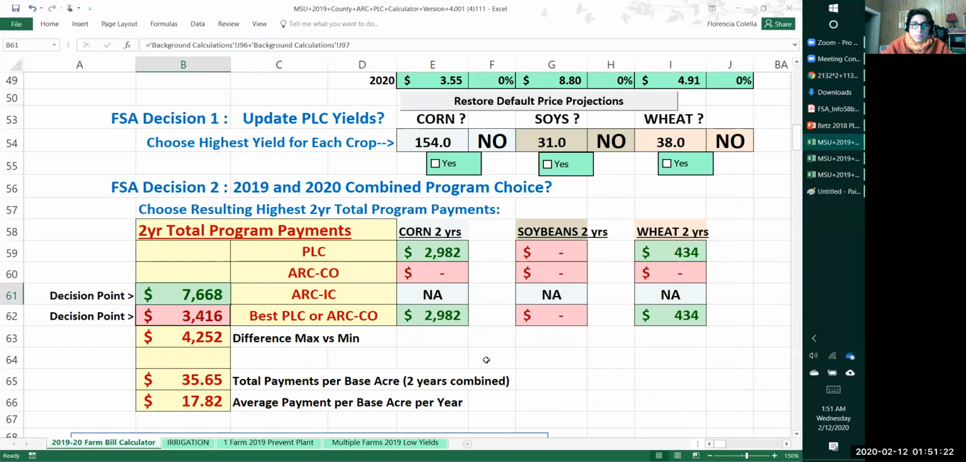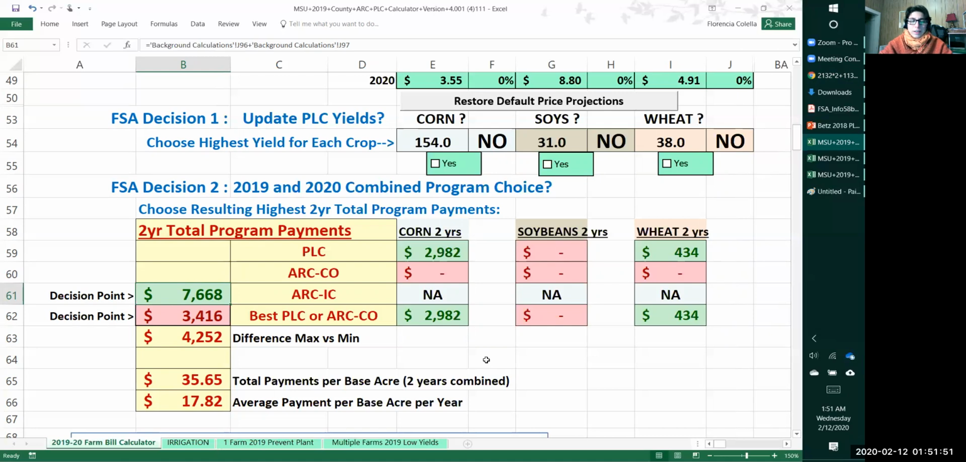So this is one thing that you really want to look into if you have a couple farms that have had really low yields but may not trigger a payment through ARC-IC, but they are kind of borderline. You really could play around with these numbers and combine all of your farms or some of your farms, and it would really come down to trying and playing around with the numbers and seeing what combination works best for you.